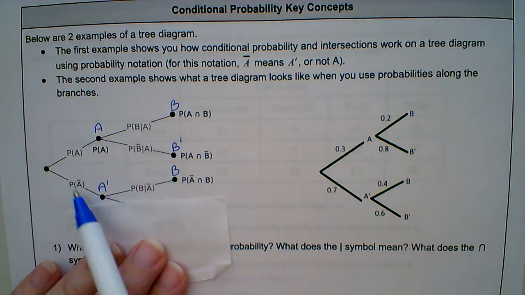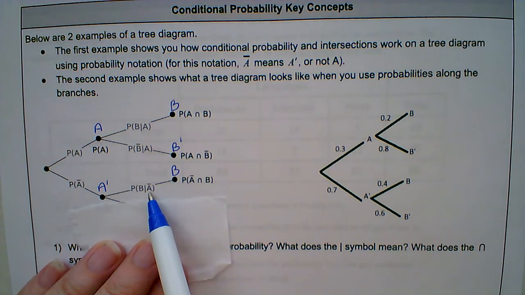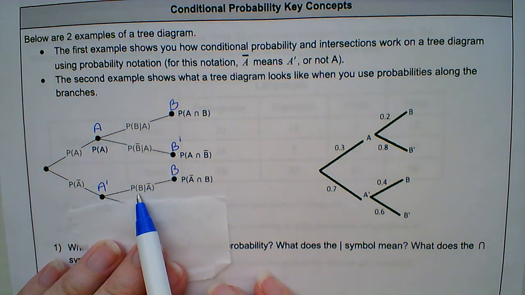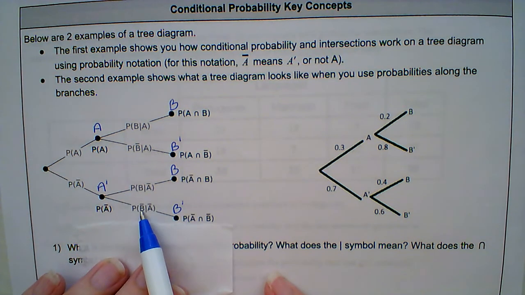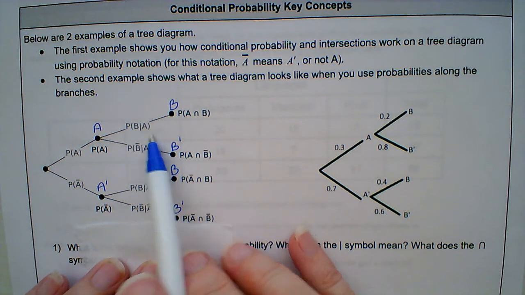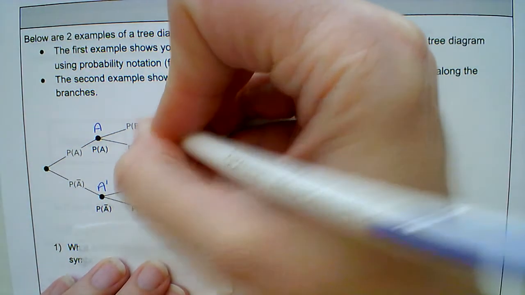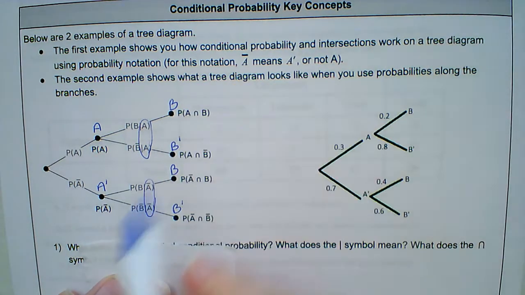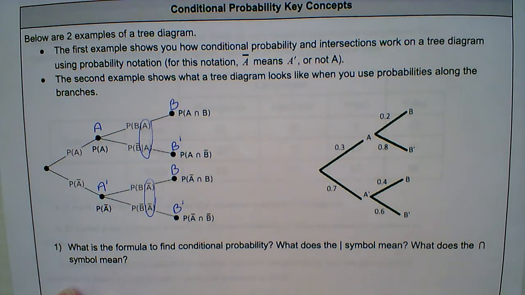And then we can come down here. Now we have not A and B. So this is going to be the probability that B happened given that not A happened. And then this is the probability of not B given not A. Given just means this already happened. Notice both of these givens are A because that's what already happened, and both of these givens are not A because that's what already happened. Okay, so notation-wise, that's what's going on here.